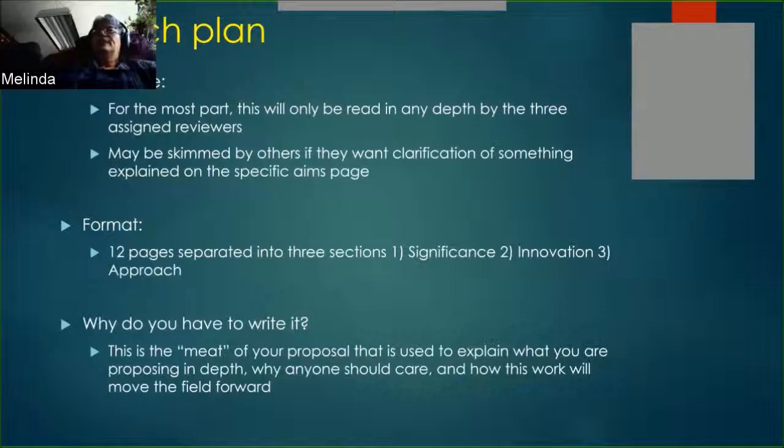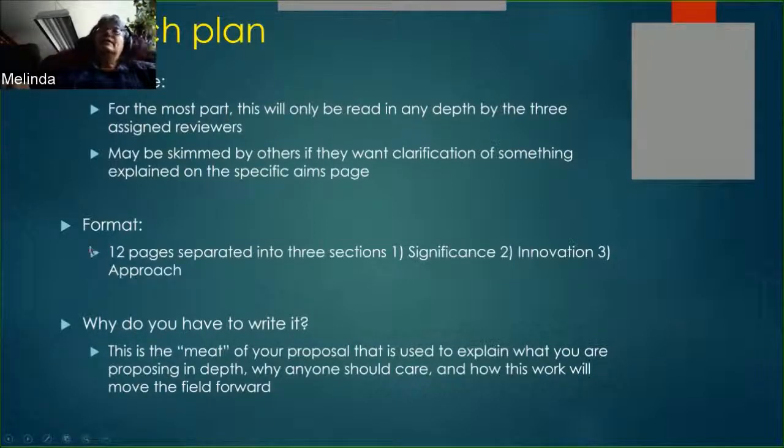The research plan is what you're going to end up spending most of your time, effort and energy on. In some ways, the depressing side of that is that it's only going to be read by 3 people who count. Generally the program officers do not read your entire research plan. Sometimes they might skim it if they want clarification of something that was explained on the Aims page, but really only those 3 assigned reviewers are going to be reviewing it in depth.